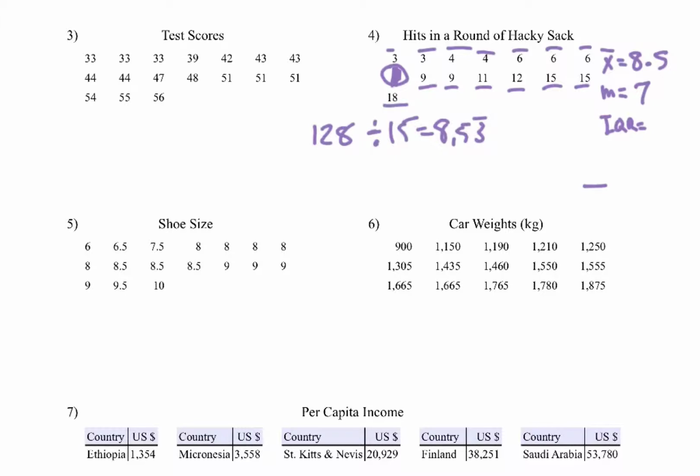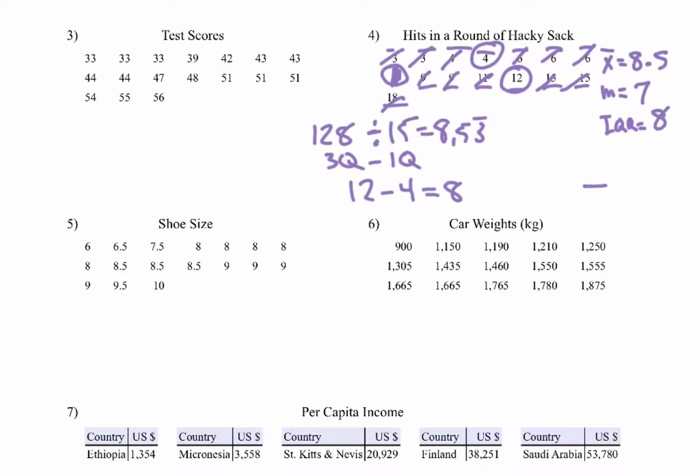So now we need that third quartile, right? And that first quartile to get our interquartile range. So the first quartile is 4. Oh, that's our first quartile. Got to make sure you're not mixing them up. Our third quartile is 12. 12 minus 4 gives us 8. So our interquartile range is 8.